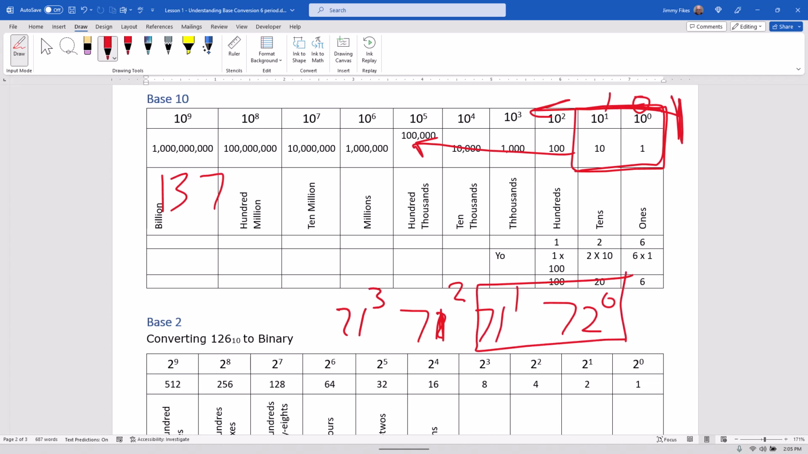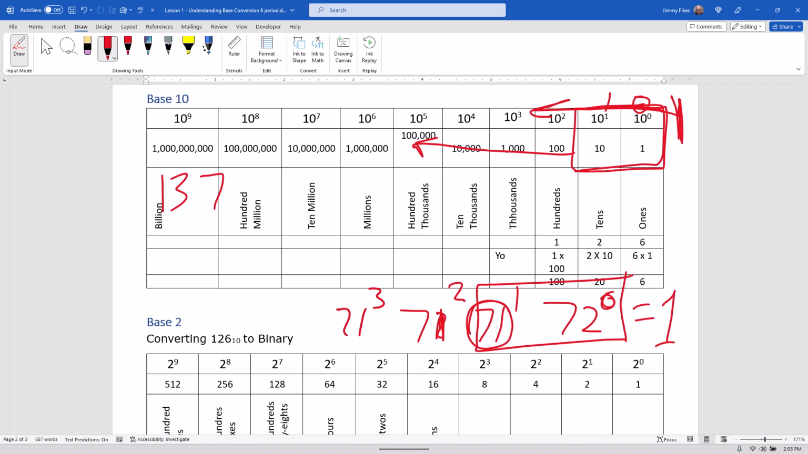Because you know that anything to the power of 0 is 1. Doesn't make any difference what it is. Anything to the power of 1 is that number. If you can memorize those 2 things and remember them until the day that you clock out and go to heaven, then you can do any base conversion there is. Those are the first 2 things.